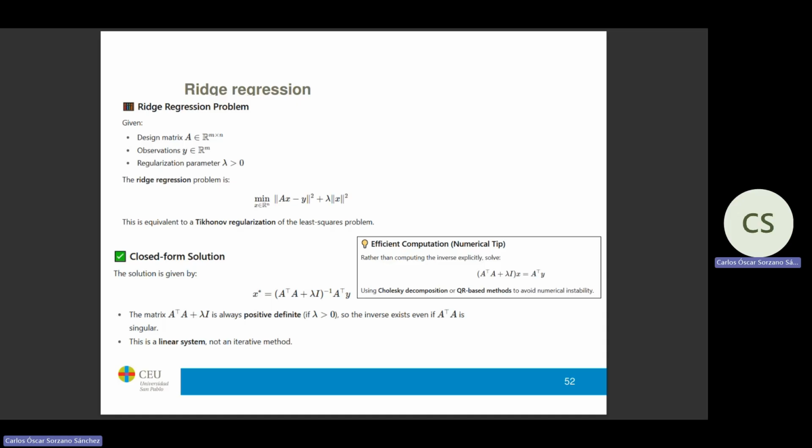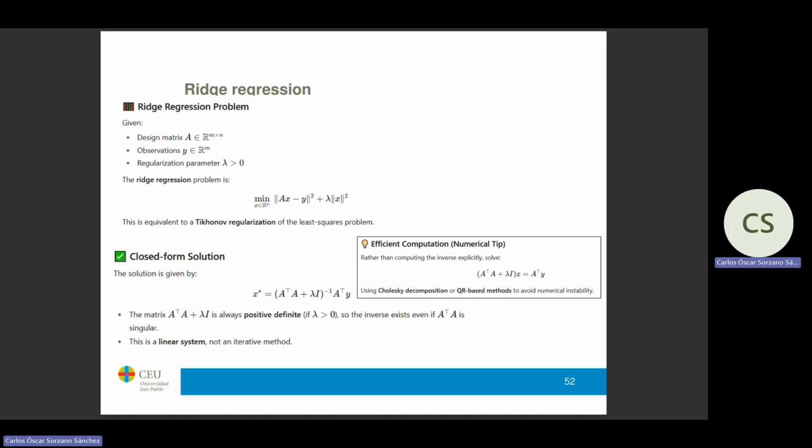The role of this is that the inverse can be unstable. When you invert the matrix A transpose A, let's say that some of the eigenvalues are zero, and then you cannot invert it, or are very close to zero. If it is very close to zero, then the inverse is very unstable, and you would be amplifying the noise there. So you want to make this inverse stable.